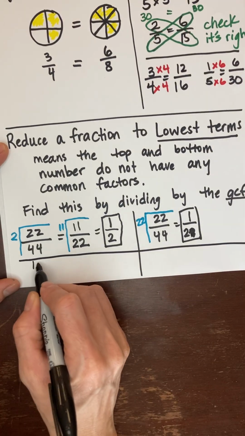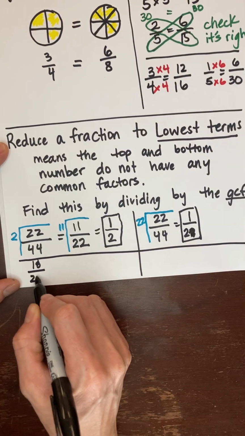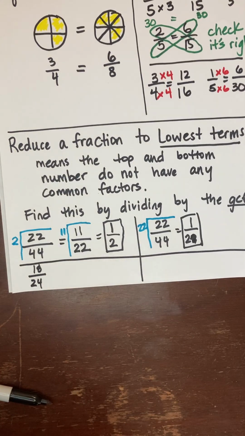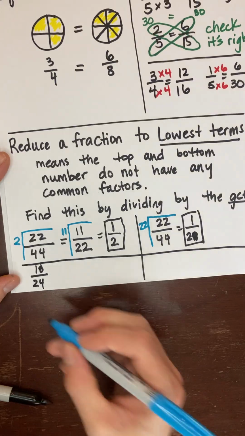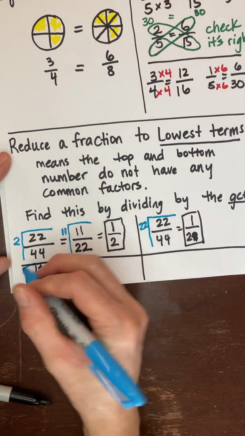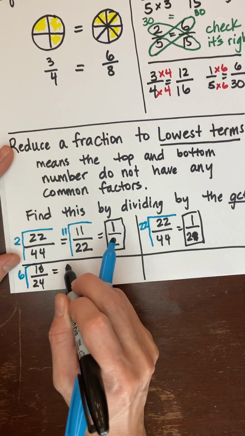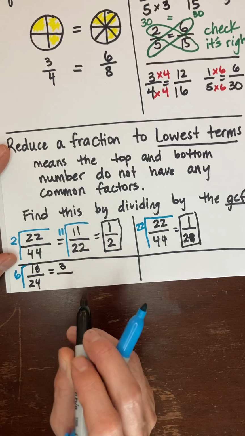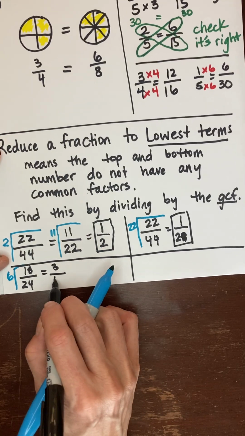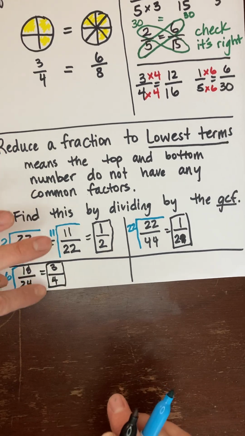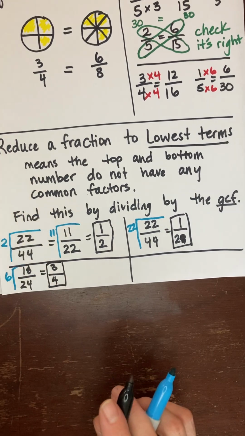So I'm going to do 18 over 24. And the biggest number that goes into 18 and 24. Well, the greatest common factor of 18 and 24 is actually 6. So I can divide by 6. 18 divided by 6 equals 3. And 24 divided by 6 equals 4. So I can get my answer of 3/4. Now 3 and 4 do not have any common factors, so this cannot be reduced any further.